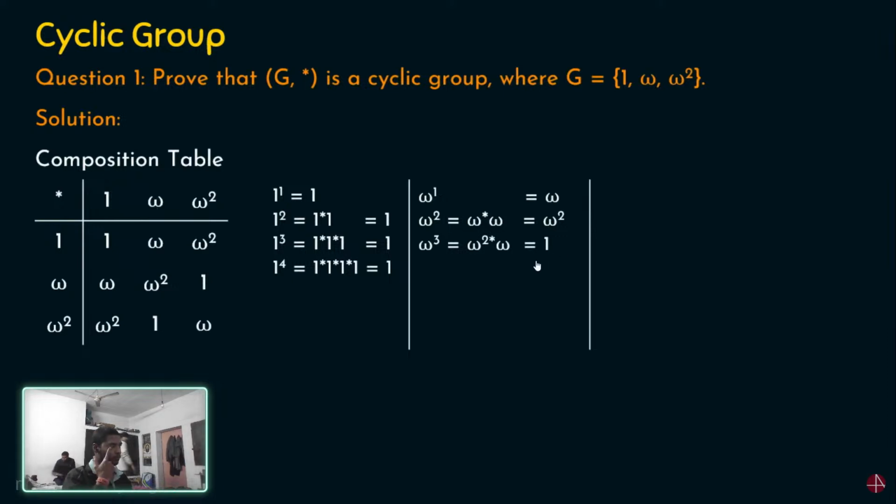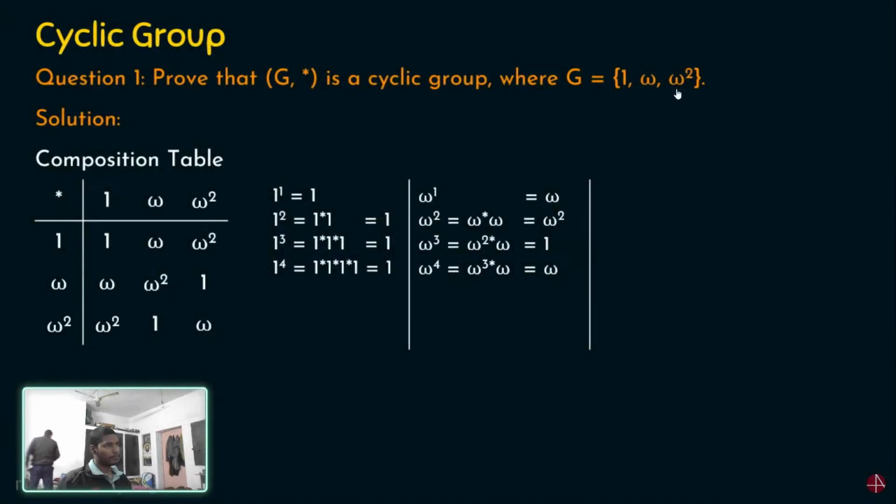So we got 1. Let's try one more time. Omega power 4 can be written as omega square into omega square, or simply omega cube into omega. What value did we get for omega cube in the previous step? It is 1. So 1 into omega gives omega. Obviously, the element omega is generating all values of the group when this operation is carried out. Just see what the elements of the group are: 1, omega and omega square. We are able to generate 1, omega and omega square with omega as the element. So we can say omega is a generator element.